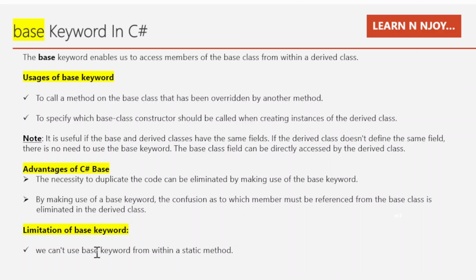Limitation of the base keyword. We can't use the base keyword from within a static method. Why can't we use it? The reason is the base keyword refers to the base class of the current class instance, but we don't have a current instance in a static method. They are static, not instance. That's why we can't use the base keyword from within a static method.